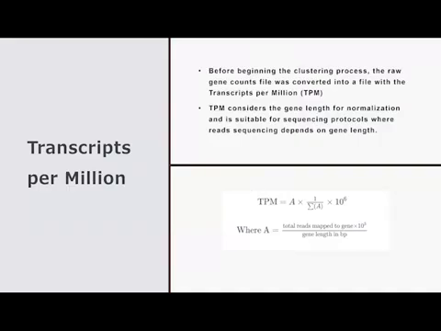So the last step of this project was to complete clustering analysis. Before I could do this, though, I had to change the raw gene counts file into a transcripts per million file, or a TPM file, which I did with this formula here at the bottom of the screen. TPM is more popular right now when completing cluster analysis. It considers the gene length for normalization. After converting to TPM, I also filtered out low performing genes that were not expressed in at least 80% of samples.